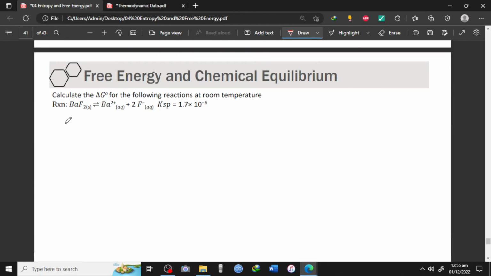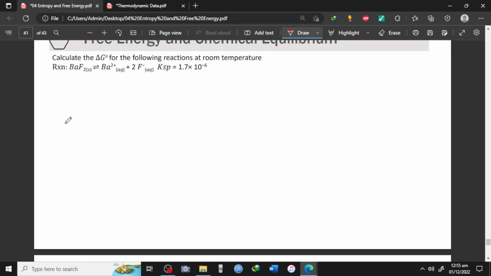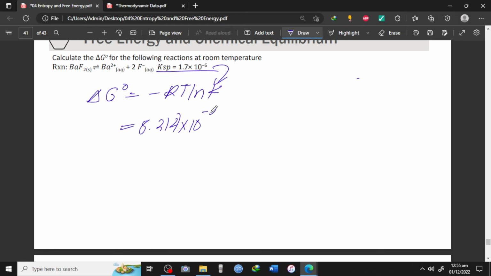So, moving forward, sagutan na rin natin tong pangalawa. Paano ito sasagutan? Okay. So, ang gagawin lang natin dito is, apply lang din natin ginawa natin sa kabila, no? Standard free energy is equal to negative RT ln of K. So, itong KSP siya, itong equilibrium constant. So, you have your 8.314, convert mo na into kilojoules. So, times 10 raised to negative 3. That is kilojoules per mole per Kelvin.